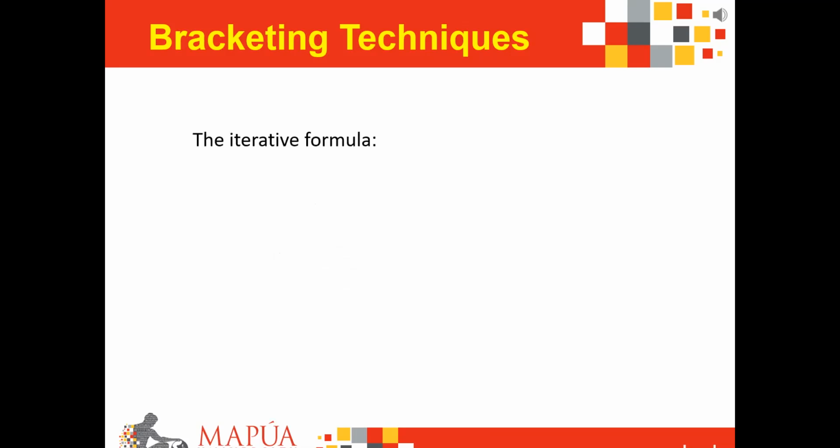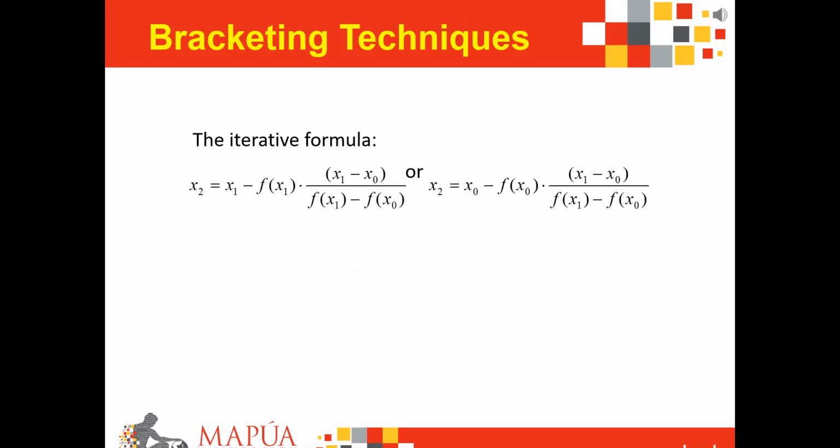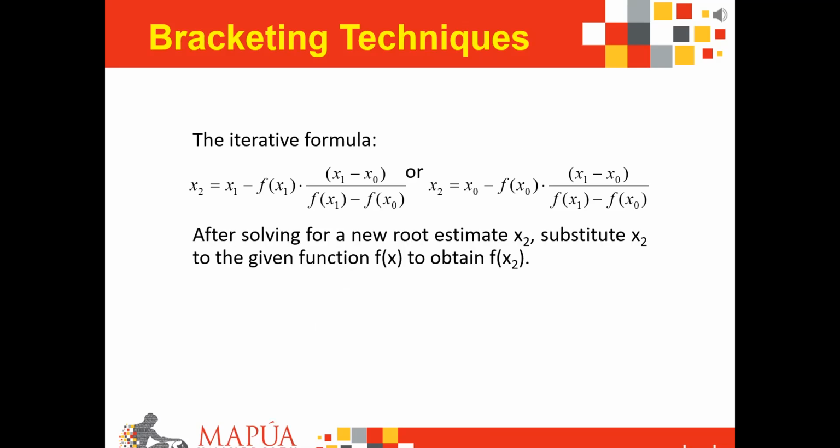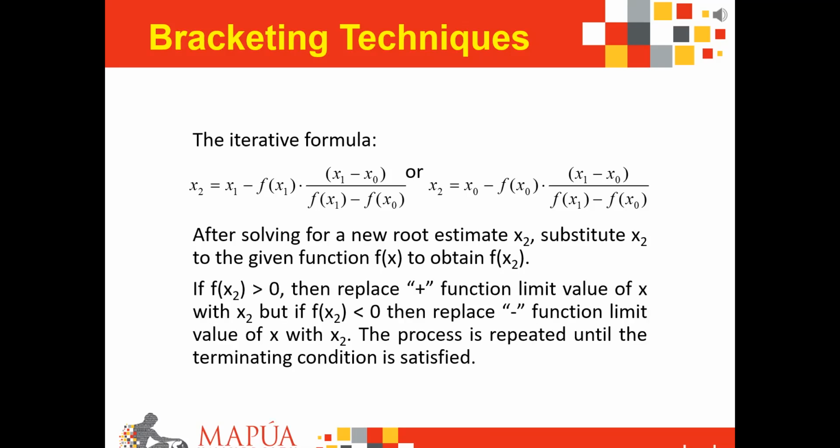Now that we've set up the iterative formula for the Regula-Falsi to be either this formula or this formula, we could then proceed with solving for x2. After solving for your new root estimate x2, we substitute x2 into your given function f(x) to obtain f(x2), much like your bisection method.